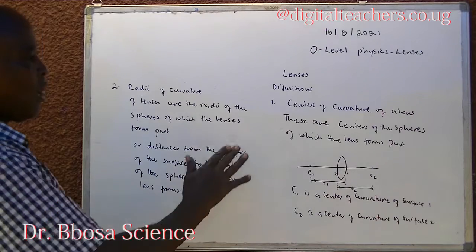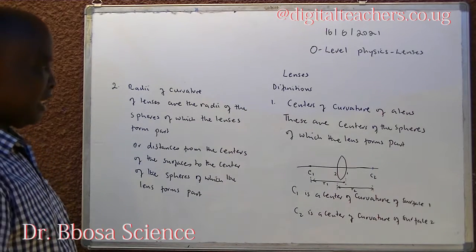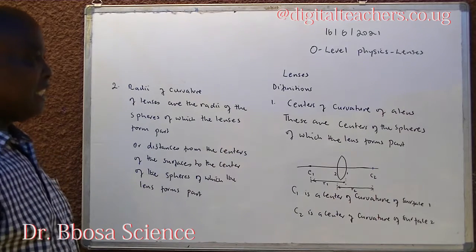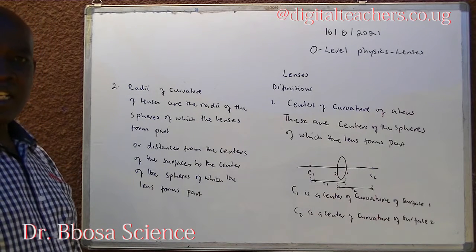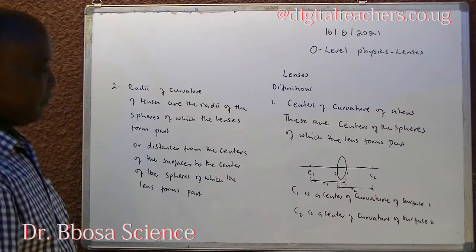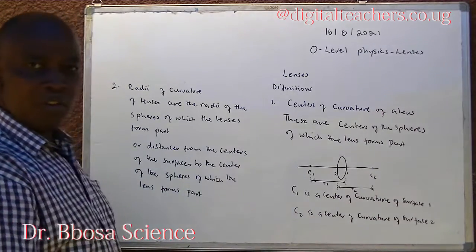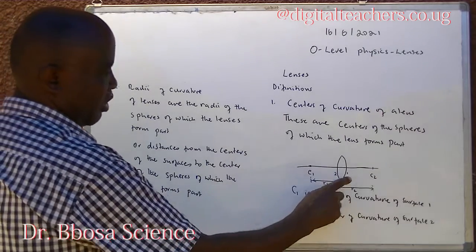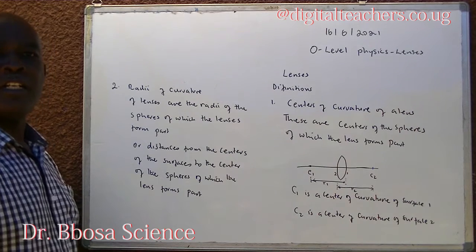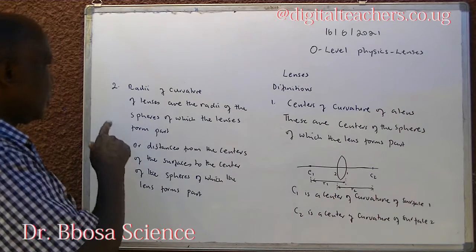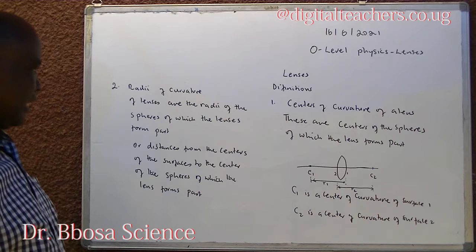Definitions. 1. Centers of curvature of a lens. These are centers of the spheres of which a lens forms part. For instance, here C1 is the center of curvature of surface 1, and C2 is the center of curvature of surface 2.